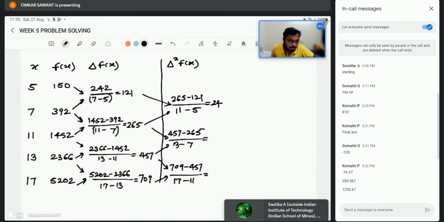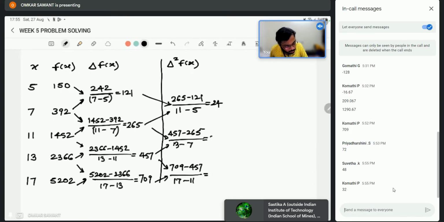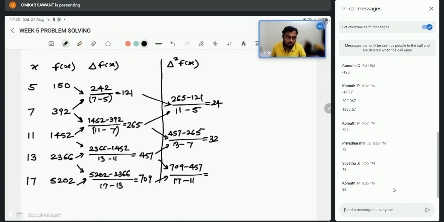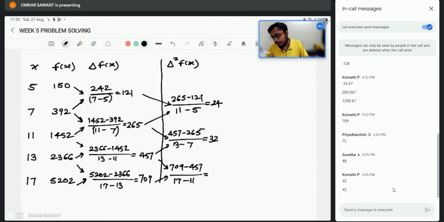Someone has 32, right? 48 is not the answer. 32 is correct. Then the last value is 7095 minus 457 upon 17 minus 11. 42. Correct. Similarly, calculate del cube.